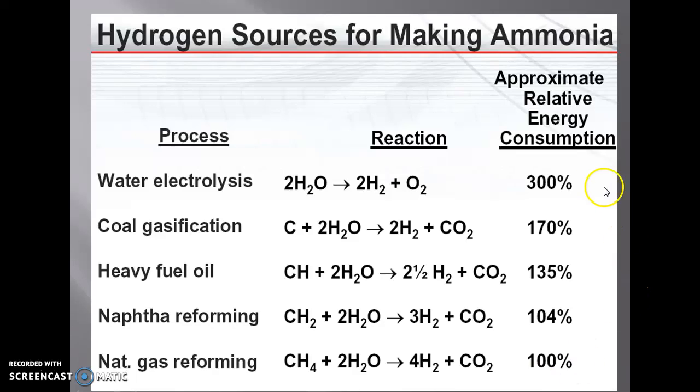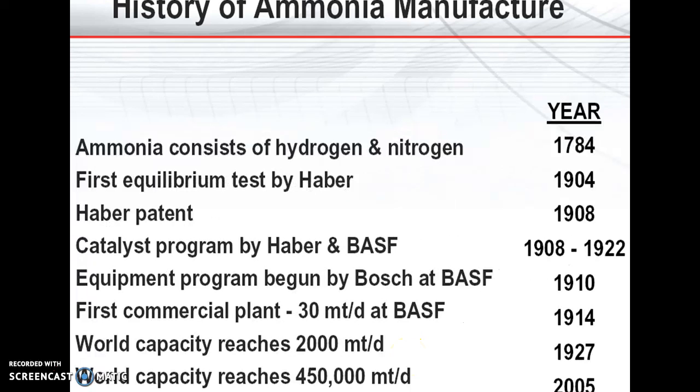Look at the energy requirement of different processes. You can see the process of water electrolysis: very simple, very clean process, but the energy requirement is very high. Coal gasification comes second in energy requirement. Then there is heavy fuel oil gasification, naphtha reforming, and then gas reforming. So you can see methane reforming is the least expensive in terms of energy. At the same time, it gives you the maximum moles of hydrogen in the product. So that's why this is the one which is preferred over all other processes.